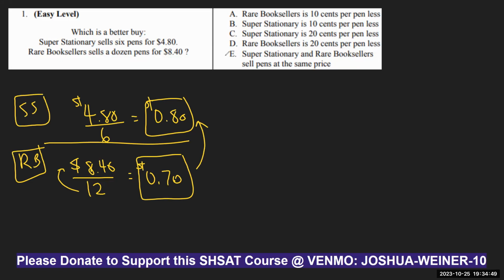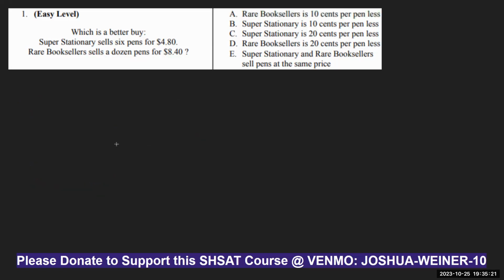So the correct answer expressing that is choice A. Rare Booksellers is the less expensive buy by 10 cents. It's 10 cents less, so expressing that correctly is statement A: Rare Booksellers is 10 cents per pen less. Okay, so that was question number 1. Question 2.